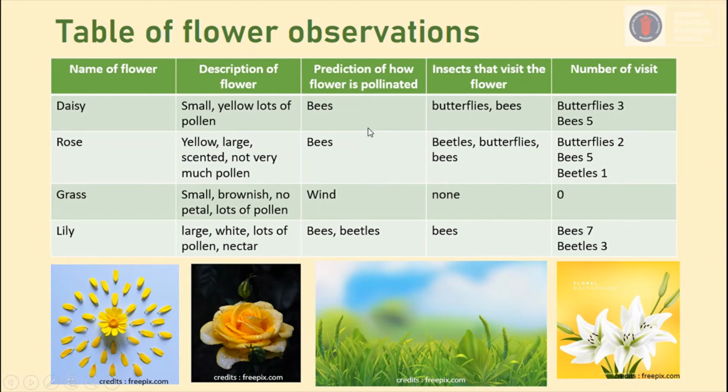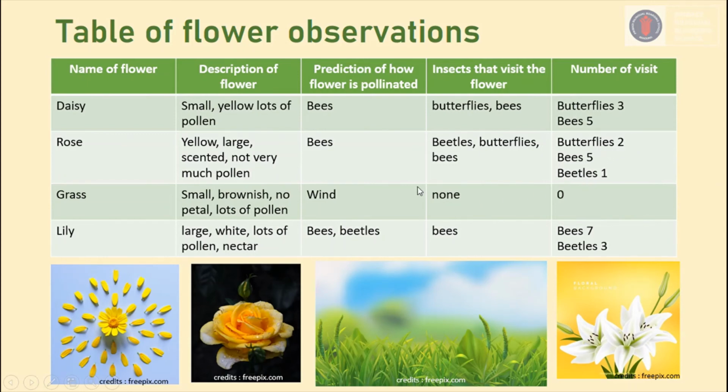And then after that, you can observe the flower for 2 hours or so, or maybe the whole day, and then you record what insects visit the flower. For example, on this flower, butterflies and bees visit. You also need to count how many butterflies and bees. In the rose flower, the insects that visit are beetles, butterflies, and bees. And there's a number here. There are 2 butterflies, 5 bees, and 1 beetle.